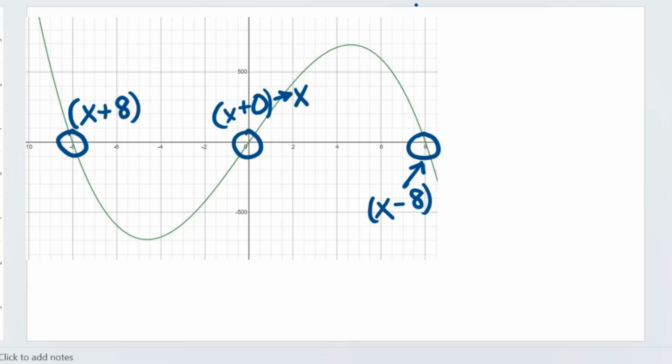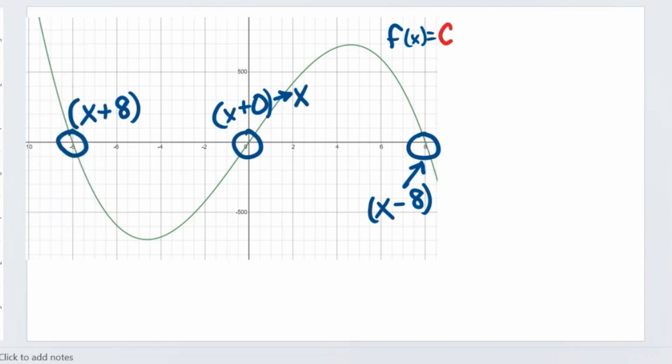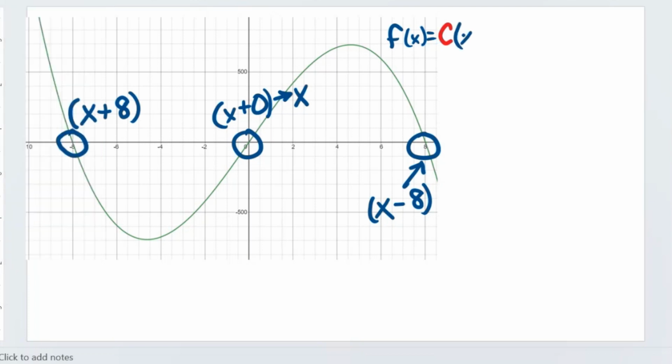Now we're going to add our c. So in order to do that, I'm going to start off by just writing that f of x equals, and we're going to put c, I'm going to put it in a different color because that's what we're trying to ultimately find, times x plus 8 times x times x minus 8.